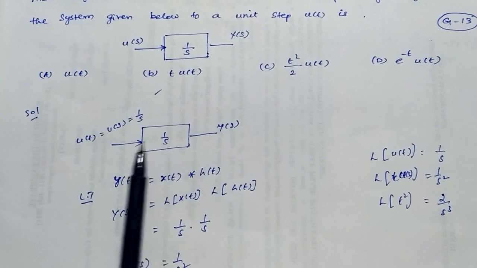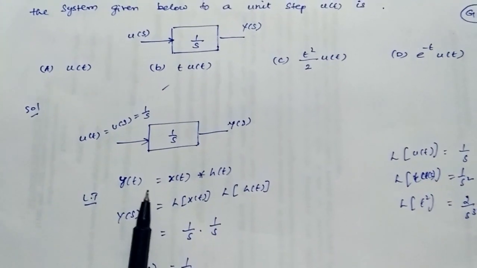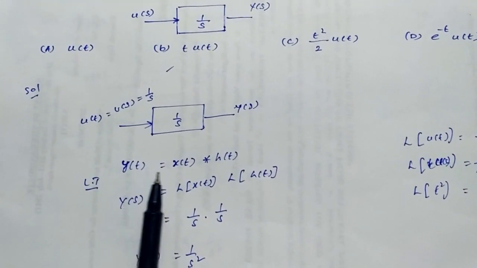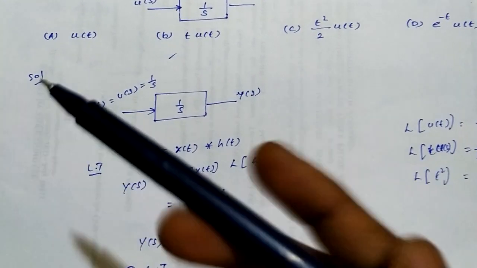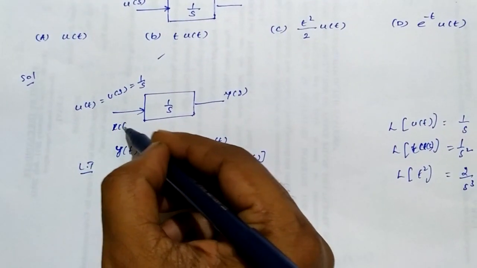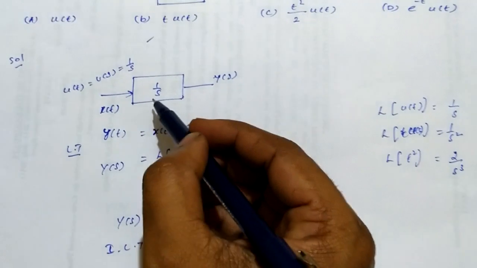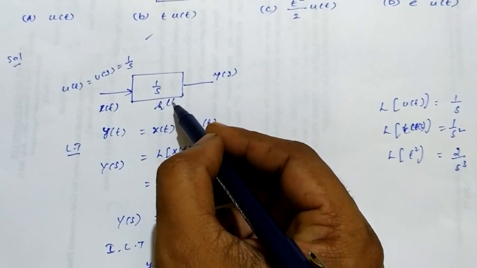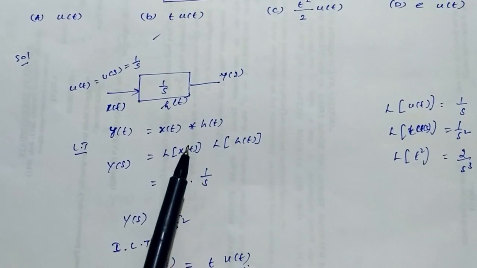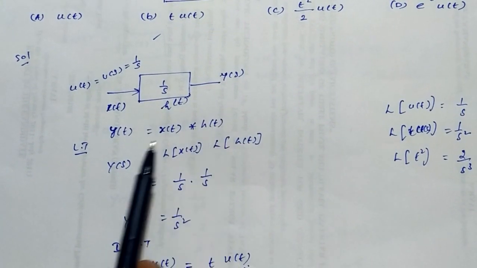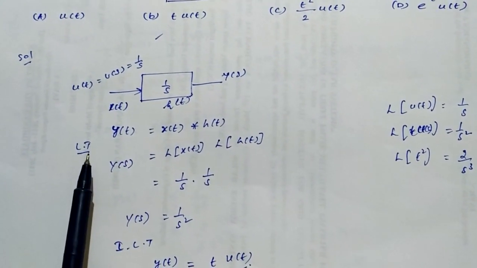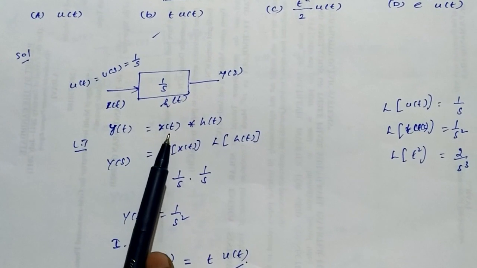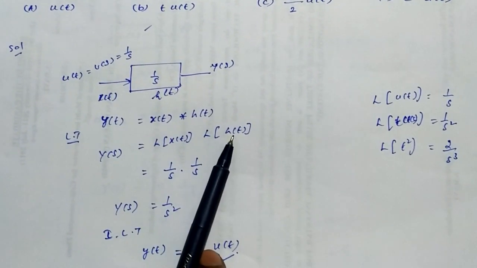So for such type of system, the output equation in time domain is y of t equal to the input x of t convolved with h of t. Impulse response is h of t. So when we make convolution, we will get the output. So we take Laplace transform on both sides: Y of s equals Laplace of x times Laplace of h.